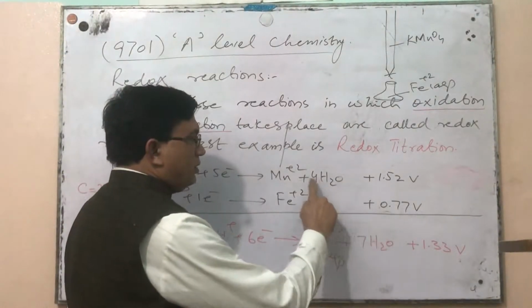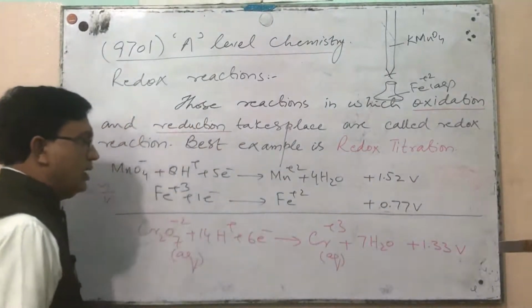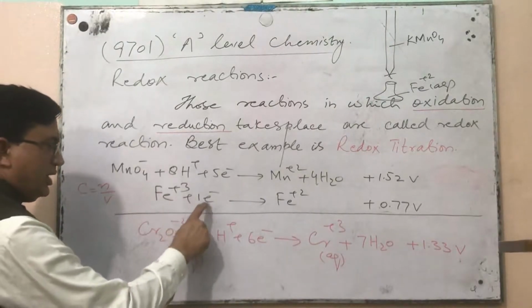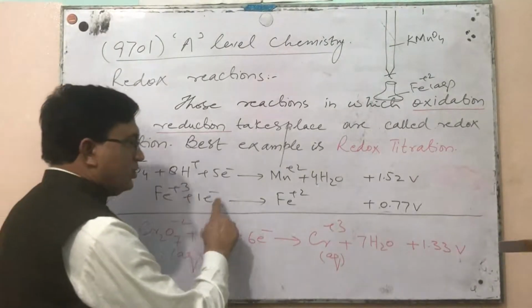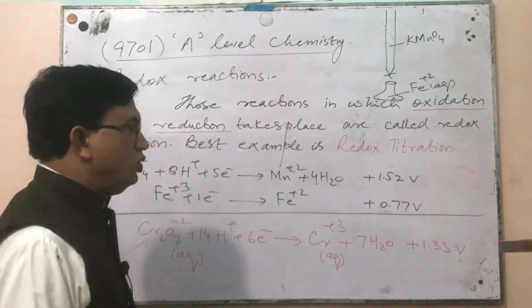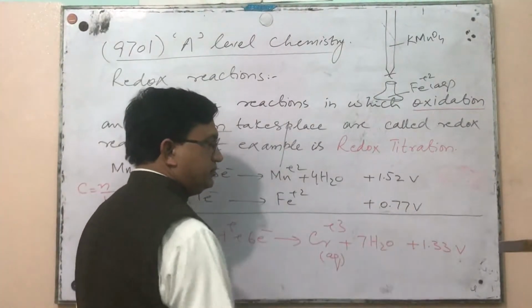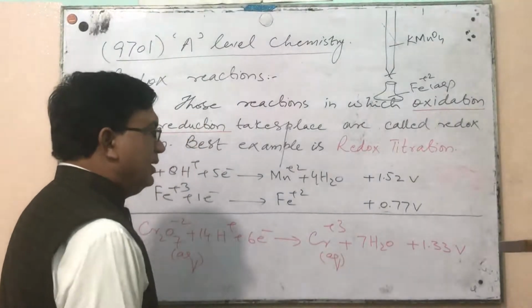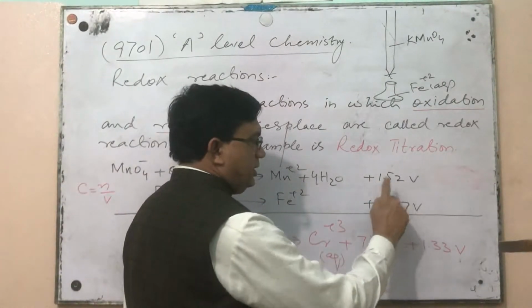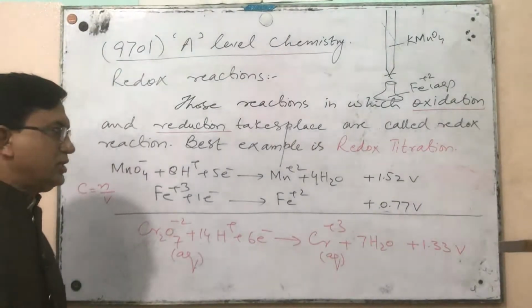the value for KMnO4 solution is +1.52 volt, and for iron, with respect to the reduction, Fe3+ gains an electron and changes into Fe2+ ion, that has a value of +0.77. But if we compare both of these values, it is quite clear that the value of KMnO4 is larger as compared to the value of iron Fe3+ reduction.